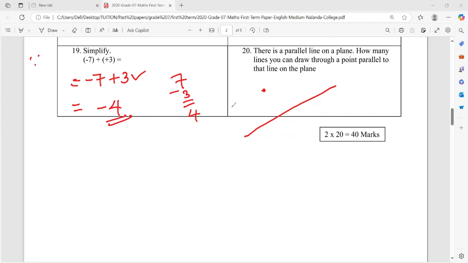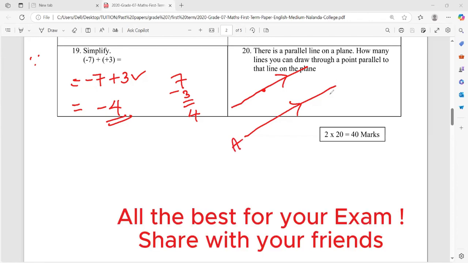Okay, and then through this point, you can draw only one line parallel to the existing line. Let's say it's AB, so you can draw only one parallel line to AB at a given point. Let's say this point P, then you can draw only one parallel line through point P. If you draw any more lines, they are not going to be parallel. Right.